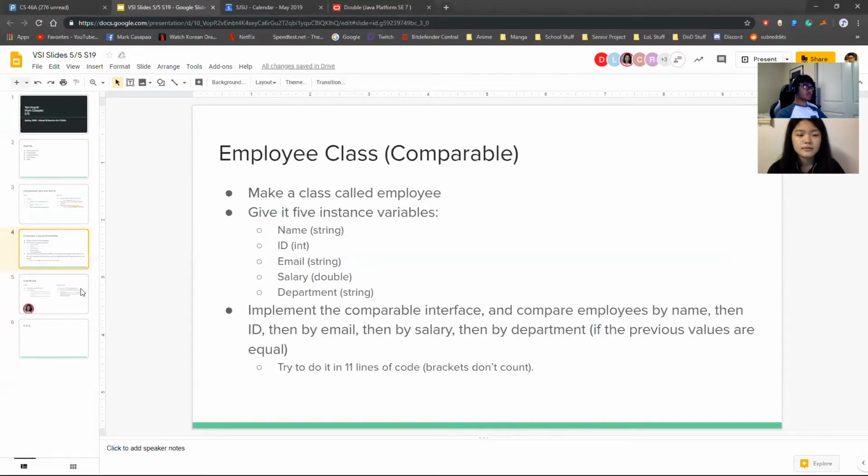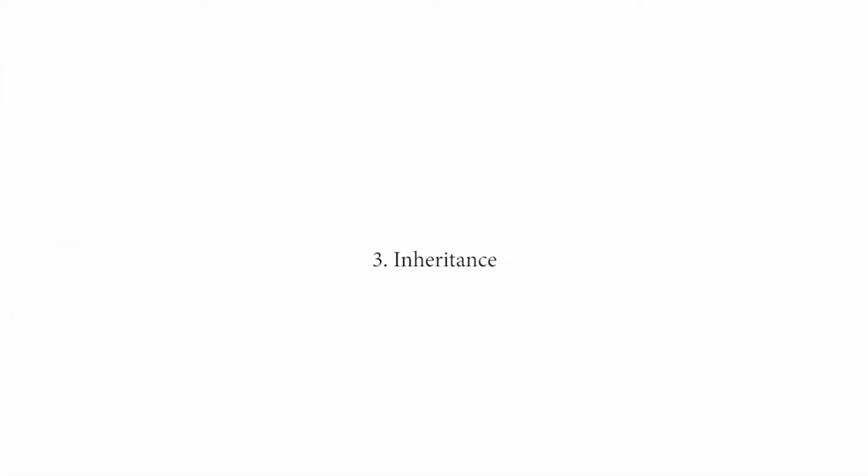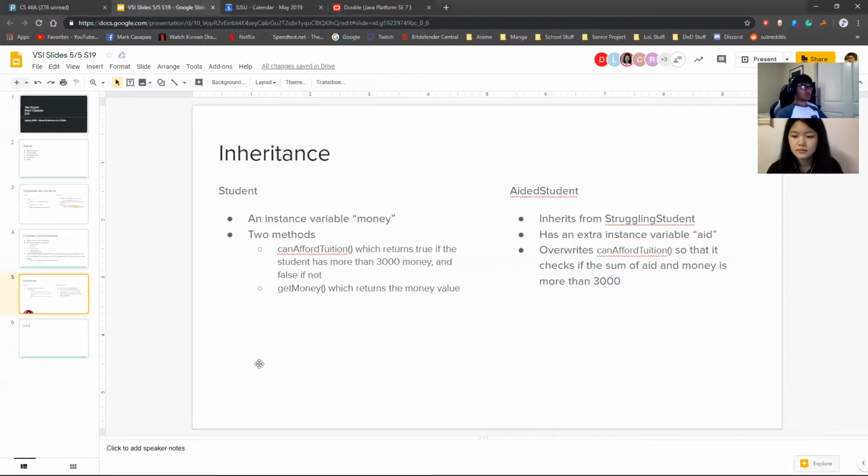All right, so with that said, we're going to move on to the next activity. This one is going to be focused on inheritance. We're going to have two types of students: the generic student and a subclass. The aided student will be the subclass of student. Student will be the superclass of aided student. So the parent is student and the child is aided student.